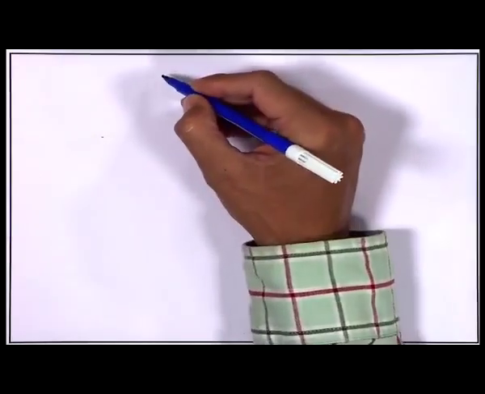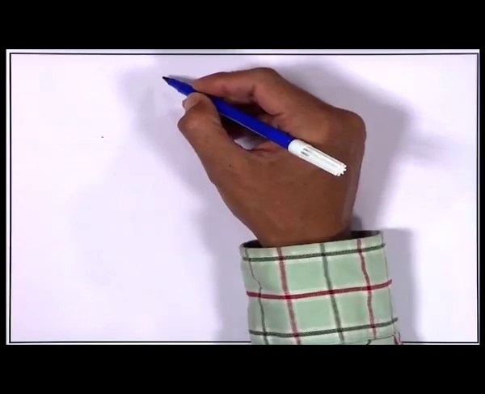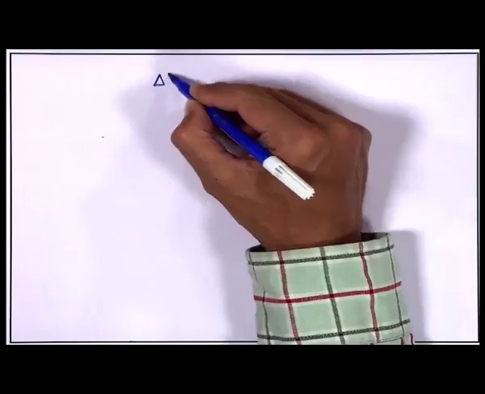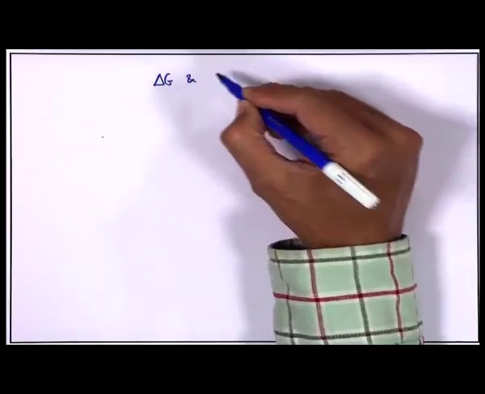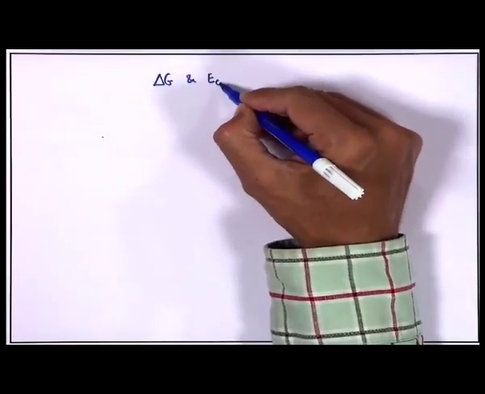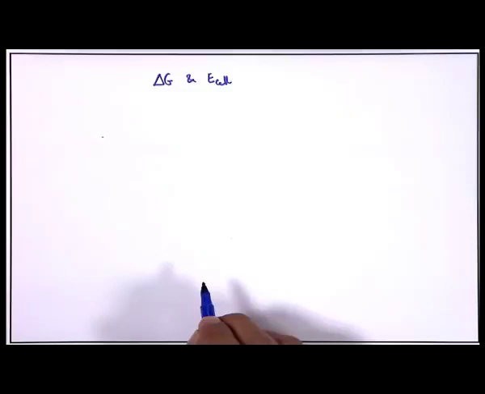Next, let us try to find out the relation between Gibbs free energy change and cell potential. Although we have already written the expression that delta G is equal to minus NFE, can we reach that? Can we deduce that expression? So, delta G and E cell.